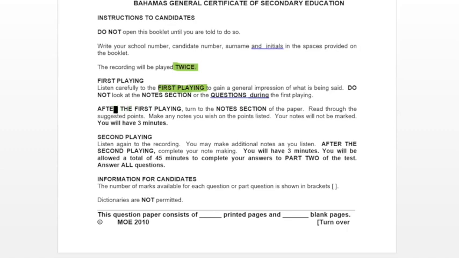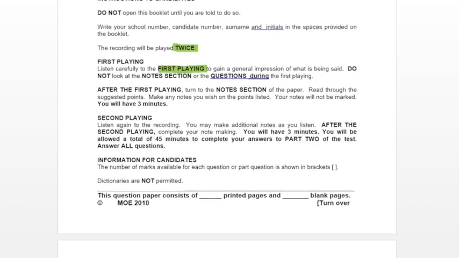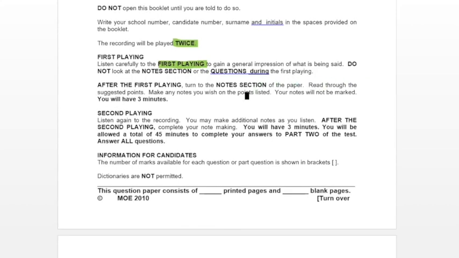At the end of the first recording, you will be given an opportunity to take notes. There is a note section that will be provided to you. In the note section, you will find subheadings that will help to guide you as you listen during the second recording. During the second recording, you will be allowed to take notes as you listen, and then you will be given 45 minutes to respond to the questions that follow.